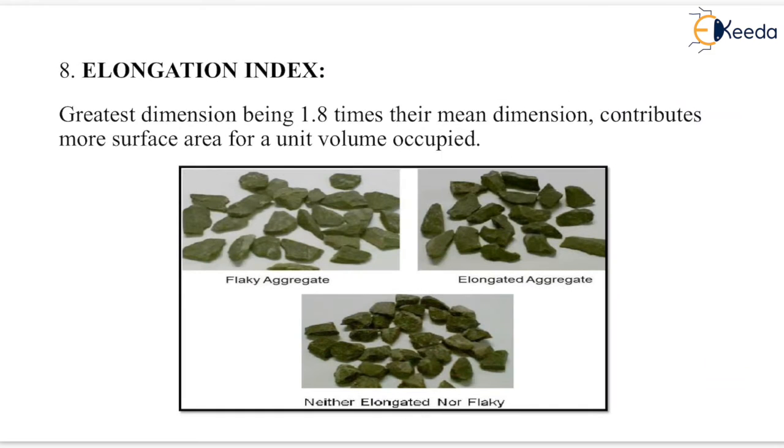Okay. Now next is the elongation index. Greatest dimension being 1.8 times their mean dimension contributes more surface area for a unit volume occupied. Now this data is also very important from the government exam point of view as well as from the GATE point of view. Now this type of aggregate is known as flaky aggregate. This is known as elongated aggregate and they are neither elongated nor flaky, which is shown here.